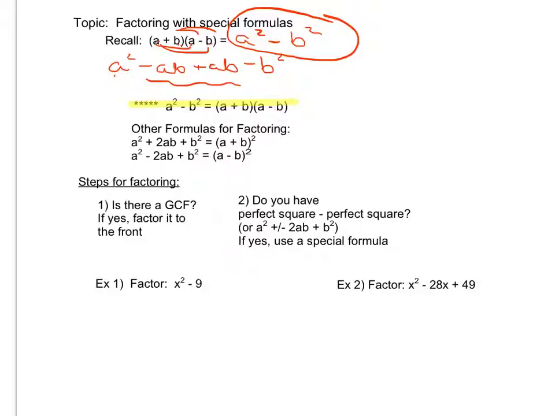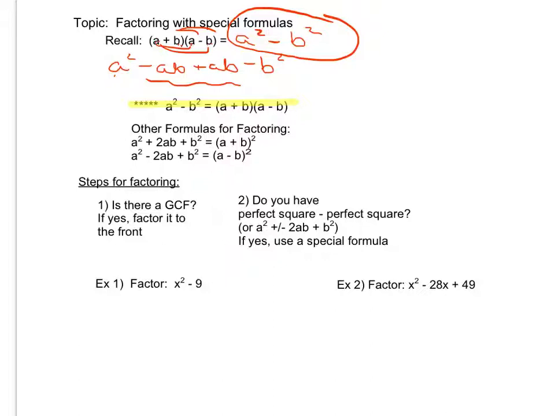The other formulas, as you may recall, is if you have a squared plus 2ab plus b squared, you got that because you originally had the problem a plus b squared. If you have a squared minus 2ab plus b squared, you get that because you have the original problem of a minus b squared. So going over our steps for factoring, we've already talked about how our first step will always be to ask ourselves, is there a GCF? And if yes, let's factor it out first.